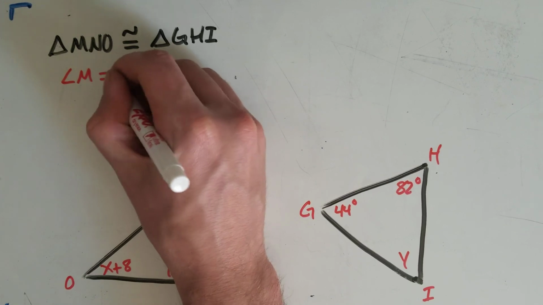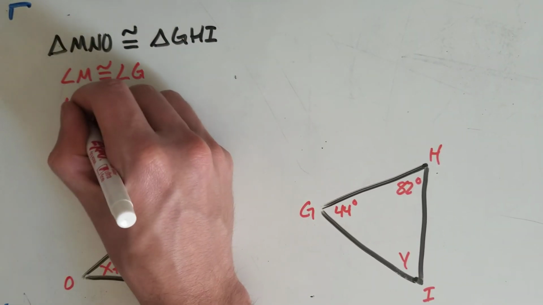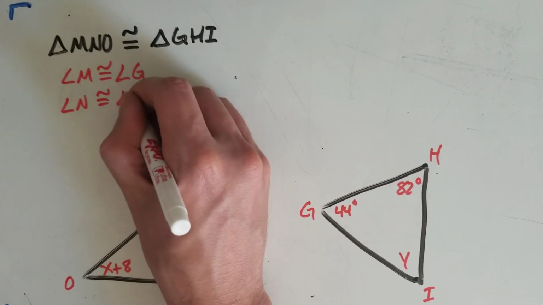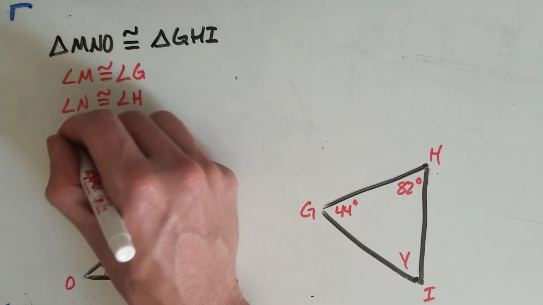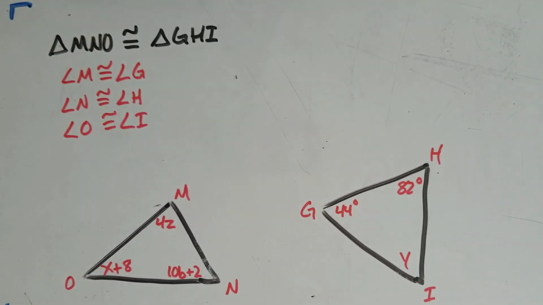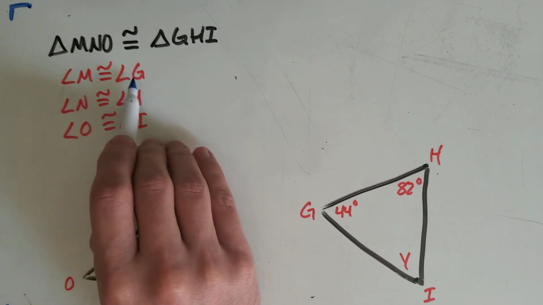Angle M is going to correspond with angle G, so those two are congruent. Angle N is going to go with angle H, so those are going to be congruent, and O will go with I. So that's another pair of congruent angles. Remember, all corresponding parts are congruent. So then we can use this, because the figures might not be exactly lined up perfectly. One of them might have been rotated or reflected. So we know angle M goes with G though.